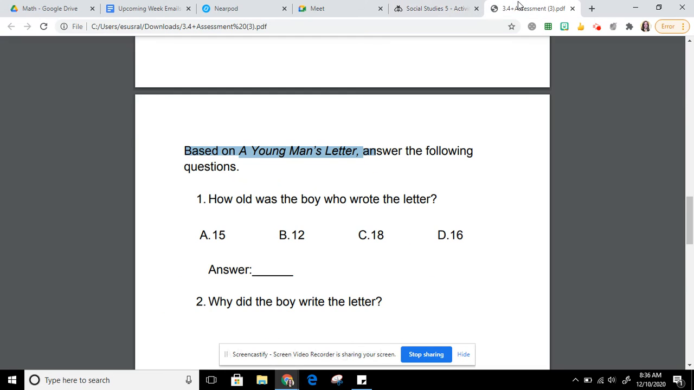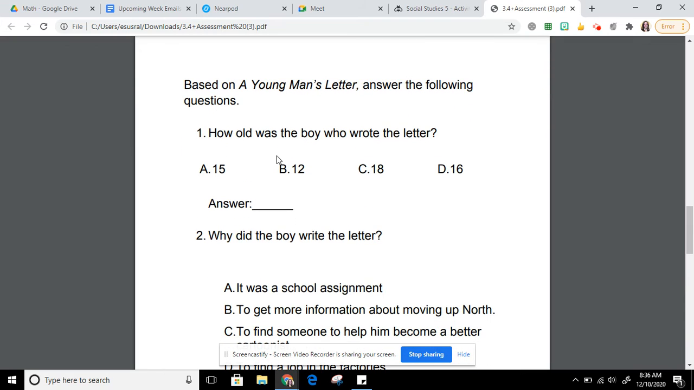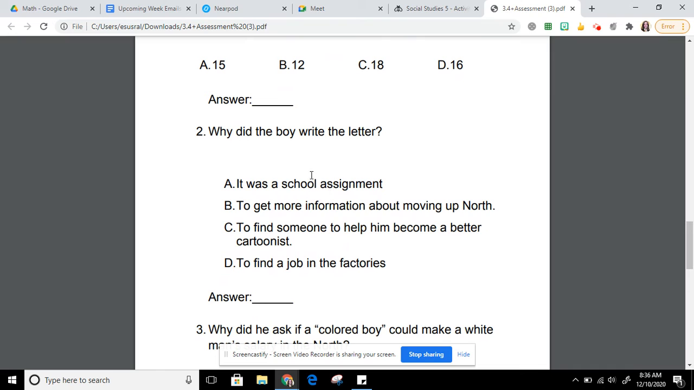In part 4, the questions that go along with a young man's letter: how old was the boy who wrote the letter? For this one, you can either circle the answer, or I put a spot right here where you can write or type the answer, meaning you put A, B, C, or D, whichever answer is correct, right here, or you can circle it. And then number 2, why did the boy write the letter? Again, this is a multiple choice question, but you can either circle the correct answer or write the correct answer on the answer line.